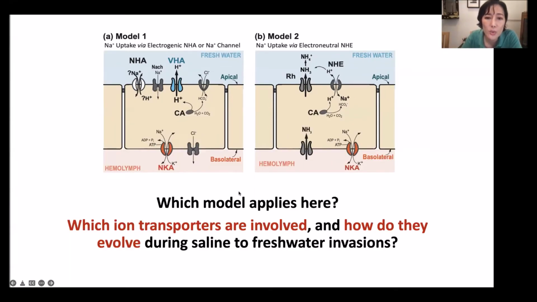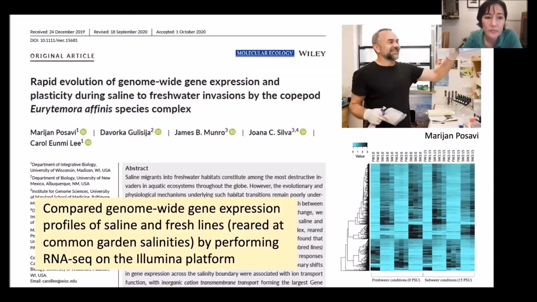So the question then is, which model applies here? And there's a reason that I'm mentioning all these ion transporters to you. There's going to be a test at the end of this talk. And in addition to that, I'm going to be talking about these genes over and over again. So there's a reason I'm presenting these models. Which model applies here? Which ion transporters are involved? And how do they evolve during saline to freshwater invasions?